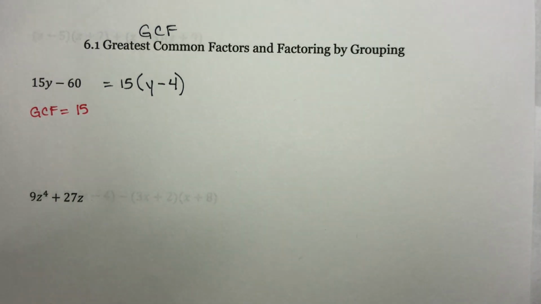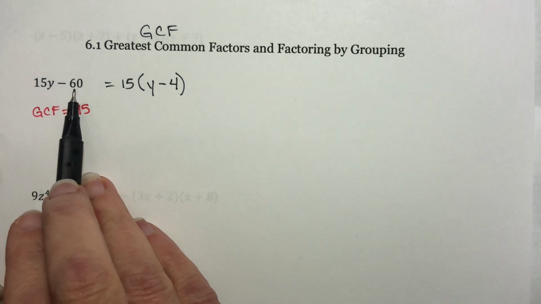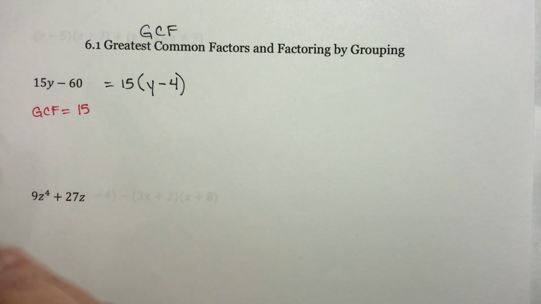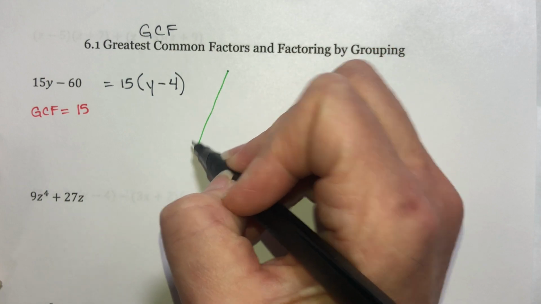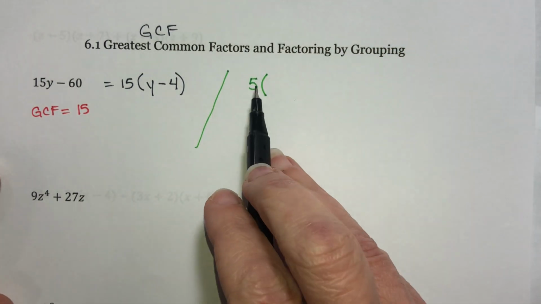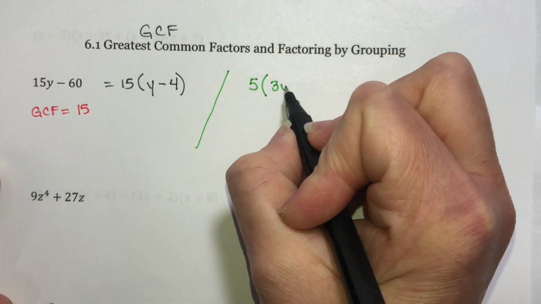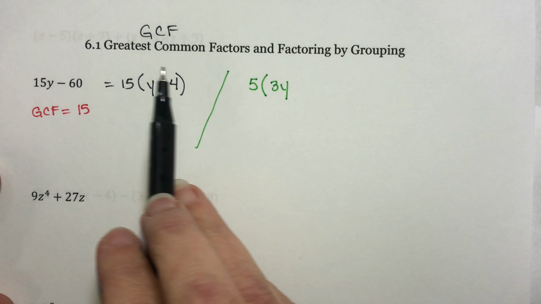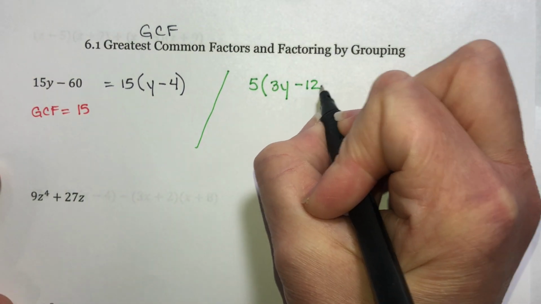Now, I said make sure that you factor out the largest thing. So let's look real quick at what happens if you don't pick the largest GCF. For example, 15 and 60, these are both divisible by 5. So let's do that. Let's say that I think my GCF is 5, and so I factor out a 5. 5 times what gives me 15y? Well, that would be a 3y. 5 times what gives me negative 60? That would be a negative 12.